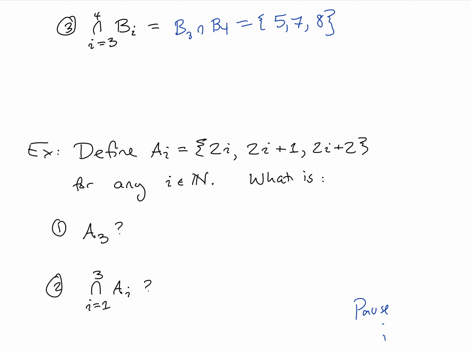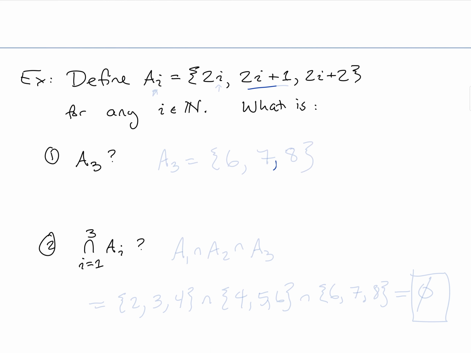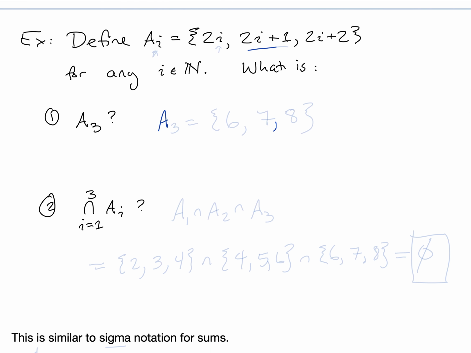Okay, so what is the set A3? We take the index i, and the first element of the set is 2 times that index. So 2 times 3 is 6. The next element in the set is 2 times 3 plus 1, so 7. Then 2 times 3 plus 2, so 8. So the set A sub 3 is the set containing 6, 7, and 8.